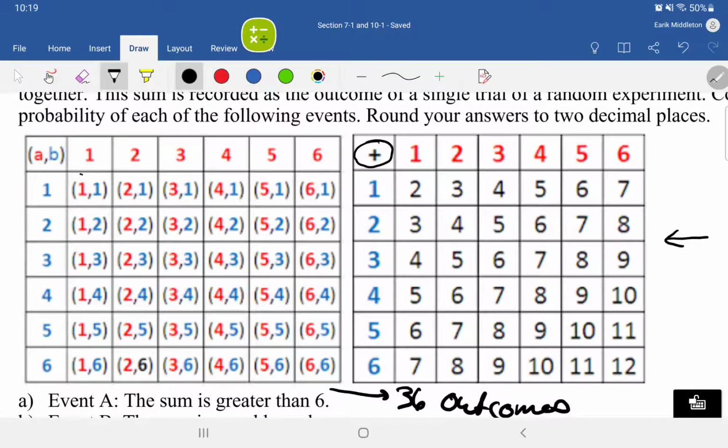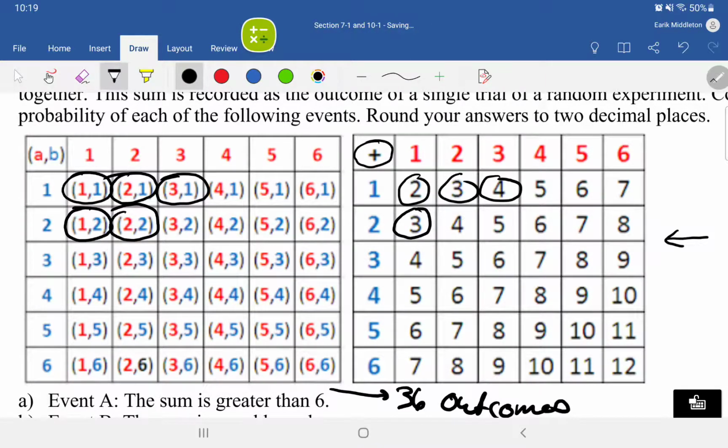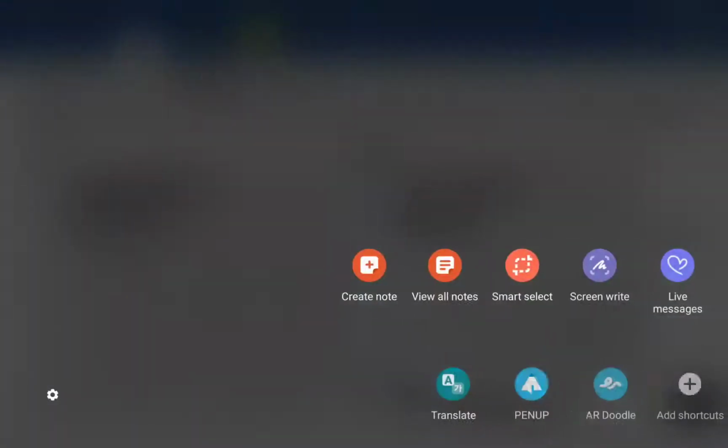When I add the ones and the ones, that gives me 2. So that's 1 pair. 2 plus 1 is 3. That counts as well. 3 plus 1 is 4. That counts as well. So far, I have 3 pairs that give me the sum less than 5. The pair of 1 and 2, and 2 and 2. 1 plus 2 is 3. 2 plus 2 is 4. Both of those pairs give me the sum less than 5 when I add the numbers together.